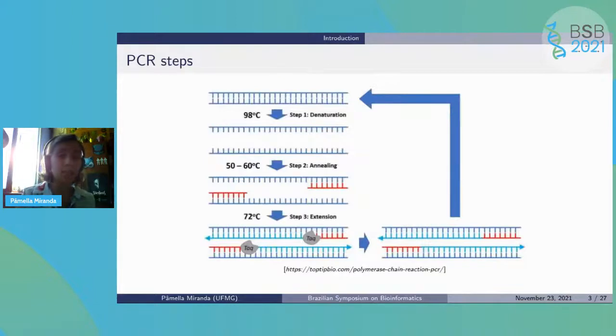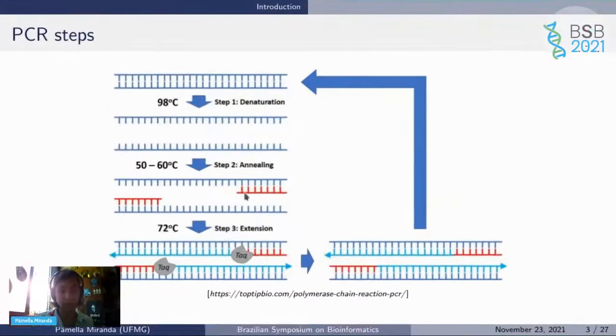PCR has three main steps. The first one is the denaturation, in which the double strands are dissociated into single strands. The second step is the annealing, in which the primers, here in red, hybridize to the target or template. And the third step is the extension, in which the DNA polymerase amplifies the product. These steps are repeated usually from 30 to 50 cycles, and each one is carried out at a different temperature.